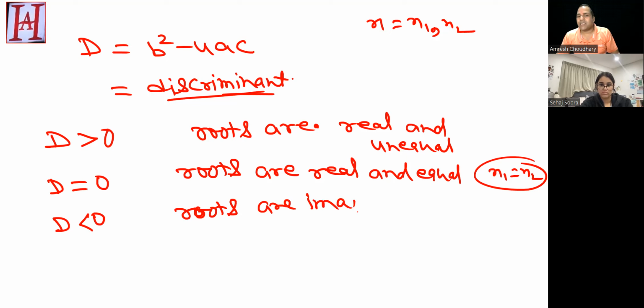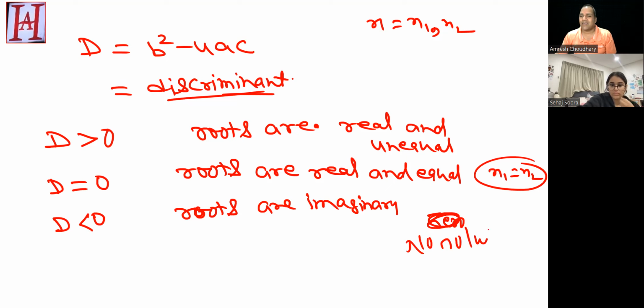If D is less than 0, then roots are imaginary. It means you are unable to calculate in class 10th; if you go to higher classes, then you will be able to calculate. But here you can say roots are imaginary, an imaginary number is there. Okay. And there is no solution. You can say zero solution, no solution here. No solution or zero solution. Clear?